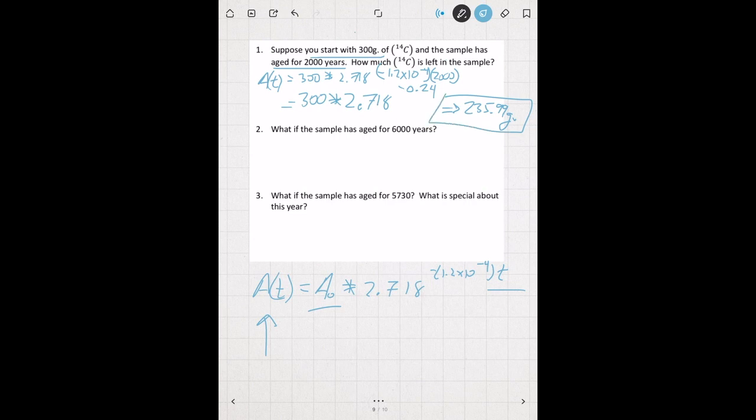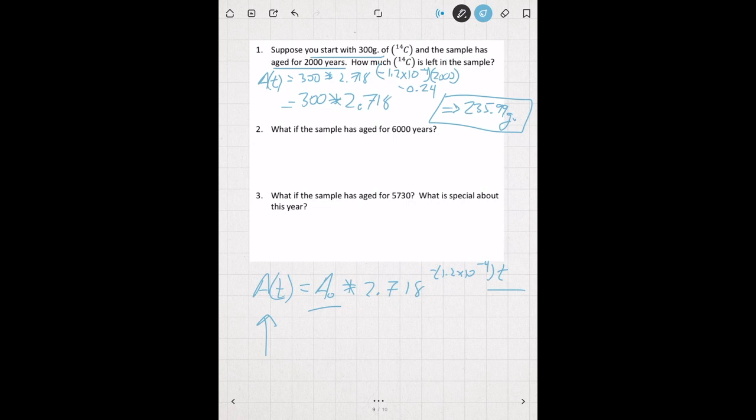We know the starting value, and we know how long it's been decaying for. So this is how much we're left with. You should notice that not very much has gone away over 2,000 years, right? If we started with 300 and we're down to roughly 236 if we round up, we've only lost 64 grams over 2,000 years. That's why this is really beneficial.